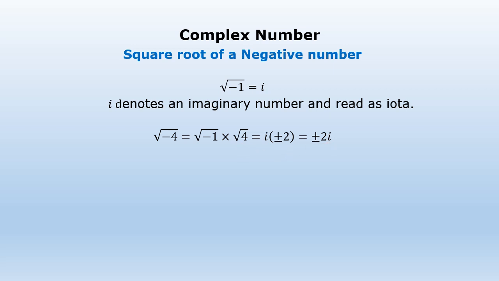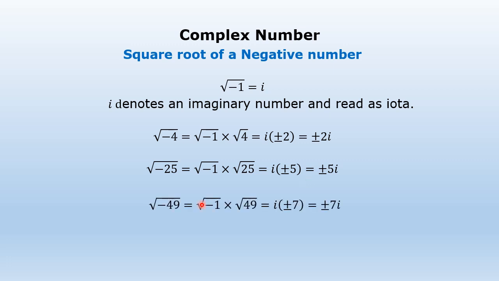In the same way, the square root of -25 can also be written as the square root of -1 into the square root of 25. So this is equal to iota into plus minus 5, and that is plus minus 5 iota. Similarly, the square root of -49 is equal to plus minus 7 iota. So one thing to be noted here is that the square root of a negative number is an imaginary number. It is not a pure real number.